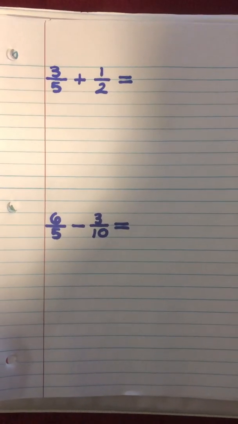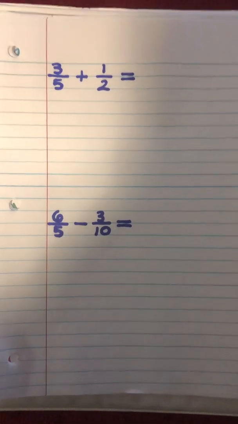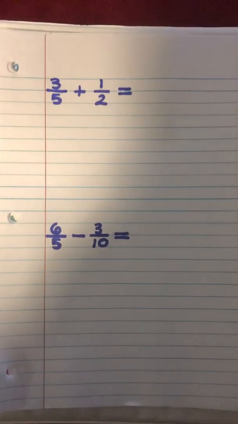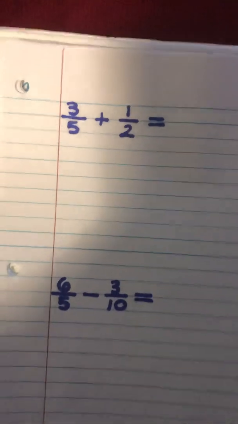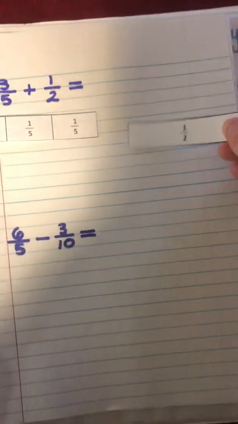So here we have 3 over 5 plus 1 over 2. I'm going to take my fraction bars that make 3/5 and my fraction bar for 1/2. We're going to place it right over here so you can see.